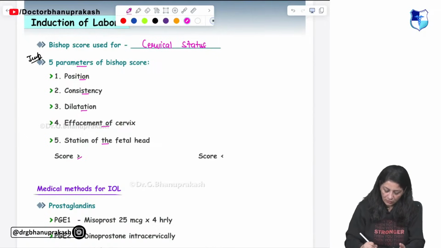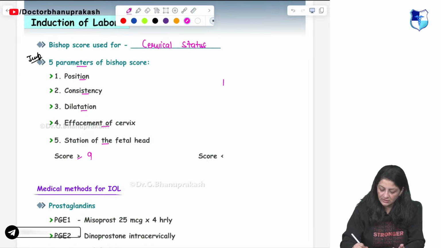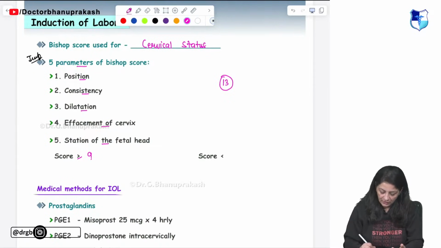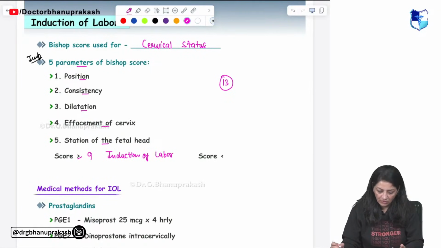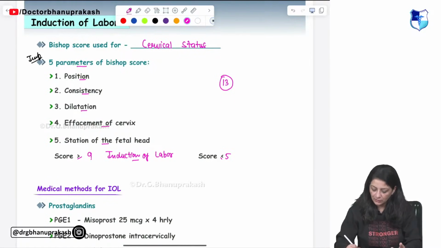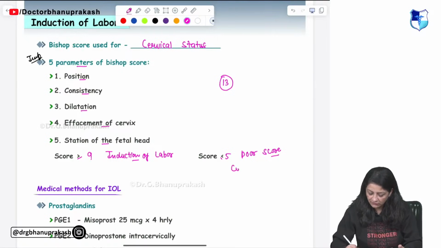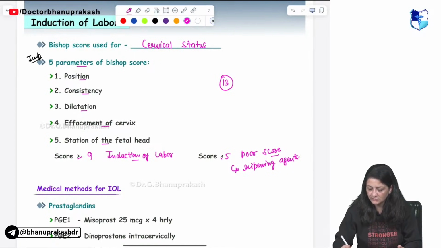If the score is more than 9, the total scoring is 13, it means induction of labor will be successful. If the score is less than 5, it means a poor score. If less than 5, then we have to give cervical ripening agents.